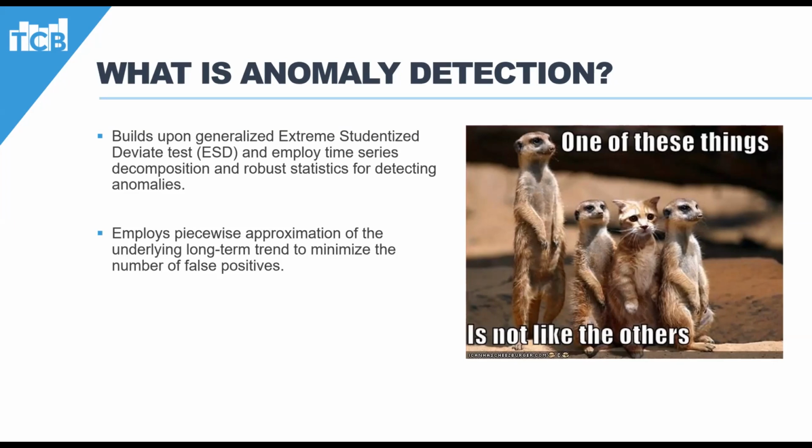It employs something called a piecewise approximation of the underlying trend. And what this means is essentially like a rolling window, you can imagine, in order to minimize the number of false positives. So it actually looks at the median, since we know the mean is not as robust to outliers. It's looking at essentially a rolling window of median values.